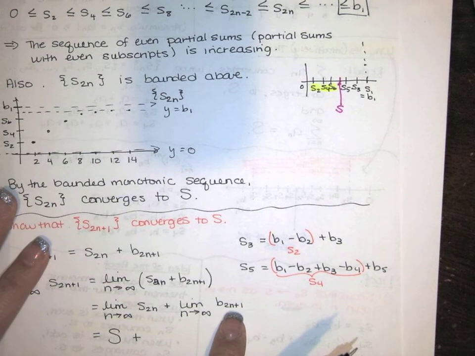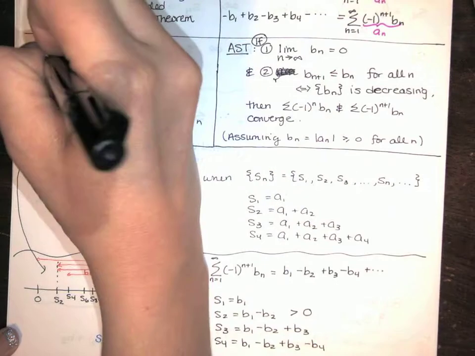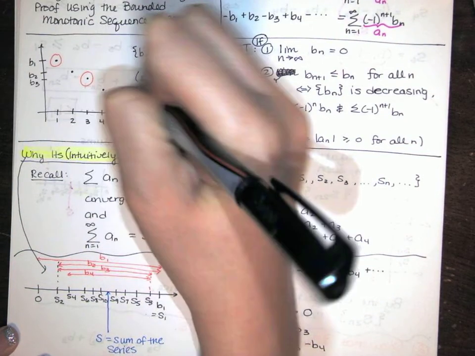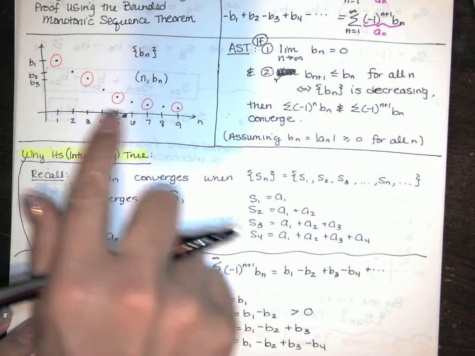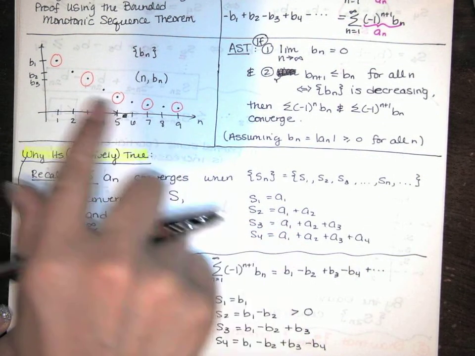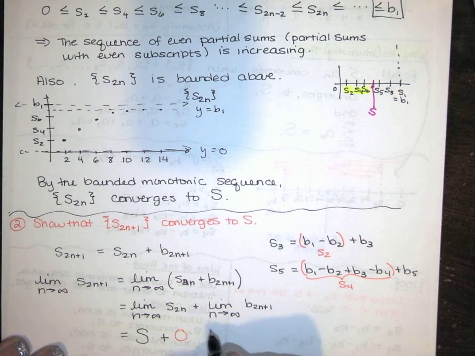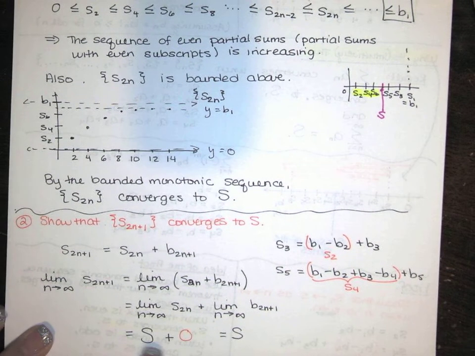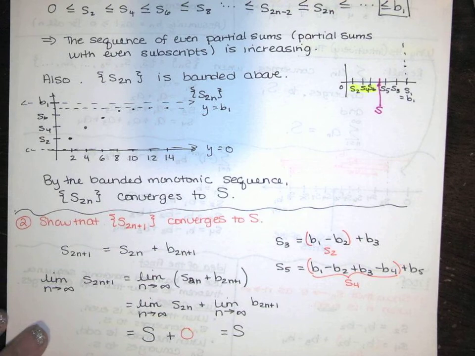This is saying, just focus on the odd ones. What happens with the odd terms, or the ones with the odd subscripts? I'm just focusing on this one, and this one, and this one. Well, if the b sub n are going to 0, the b sub 2n plus 1, the odd ones, are also going to go to 0. So that's 0. And we've proven that the partial sums converge to s when the subscript is odd as well.